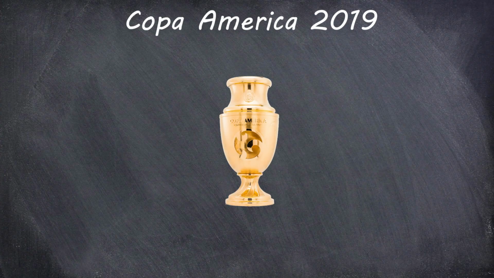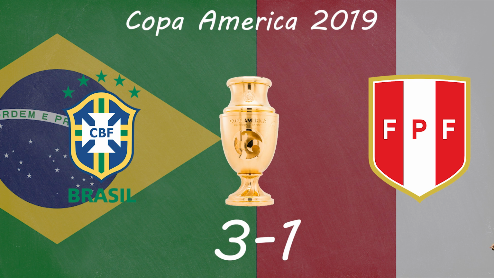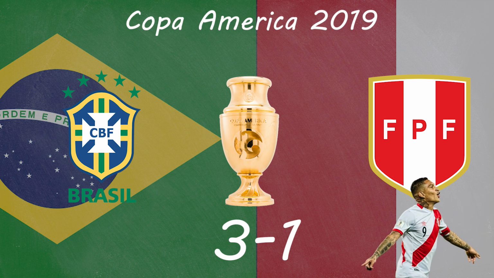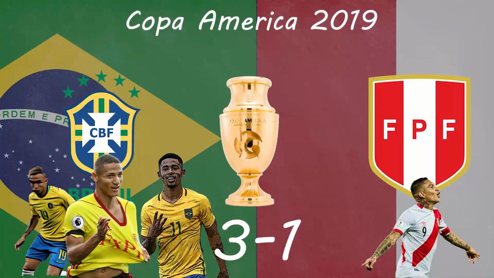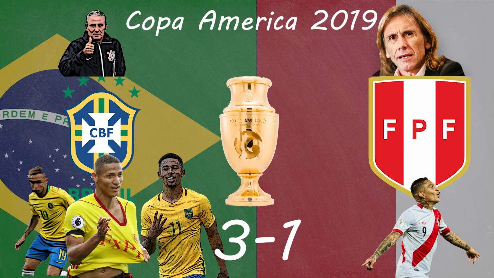So, the 2019 Copa America has come to an end, with a final between the home nation Brazil and Peru ending 3-1, meaning that Brazil were crowned champions. The goals came from Paolo Guerrero for Peru and Everton, Jesus and Richarlison for Brazil. Today we'll be looking at the tactics implemented by Tite and Gareca that led to this result.